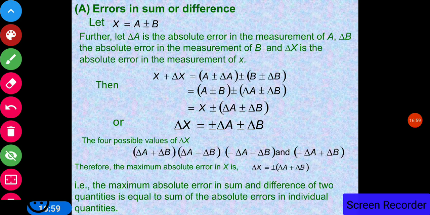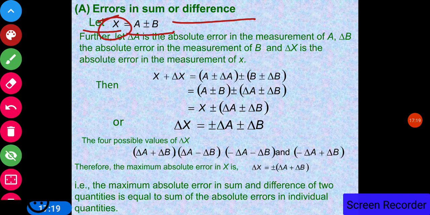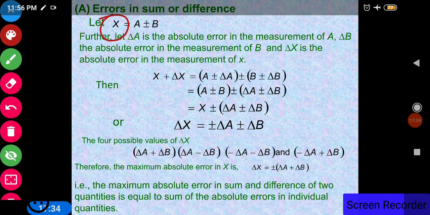Now for an example, the error in sum or difference. Suppose you have any quantity x which is the sum or difference of the two quantities a and b, then what will be the error in the measurement of x? This we are going to find out. That means when you measure any quantity a, it may have some error. When you measure b, it also may have some error. When you are adding these two quantities, then what type of error may occur in x? This we are going to find out.